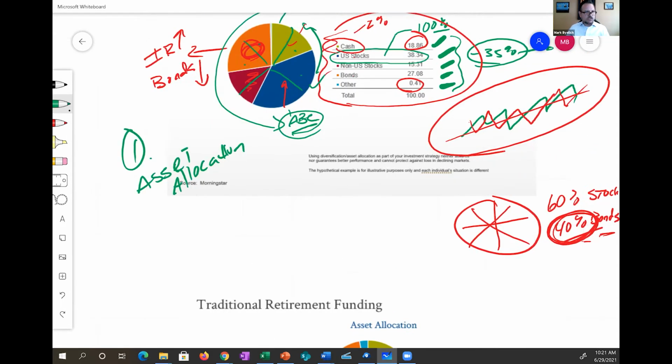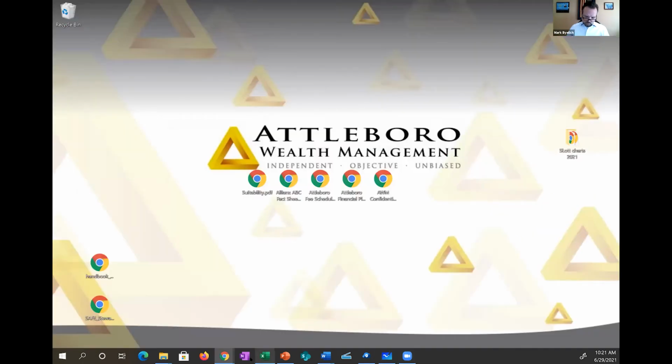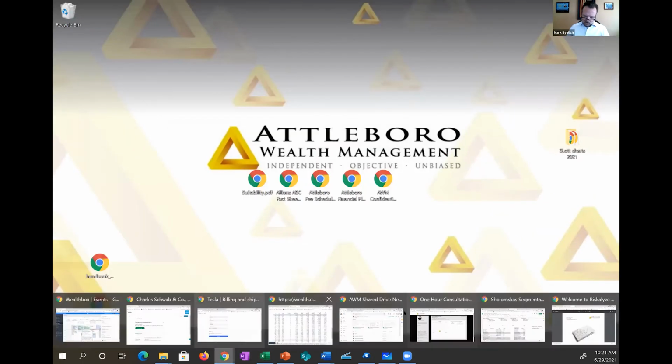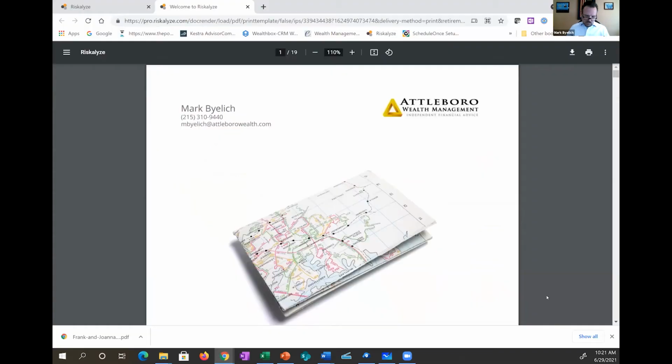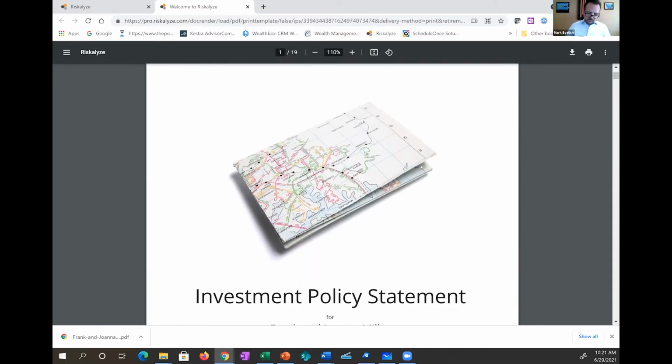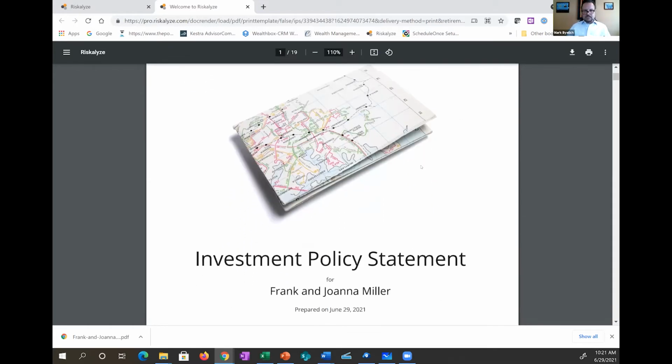So let me shift gears a little bit here. Let me answer that. Okay. And I am aware I'm still sharing the screen. Okay, so what I'm going to share with you here is a risk tool that we use. And this is coming out in the form of an investment policy statement.